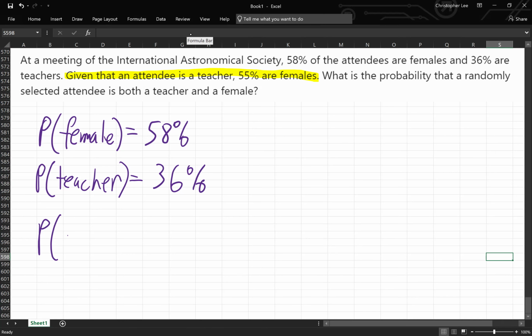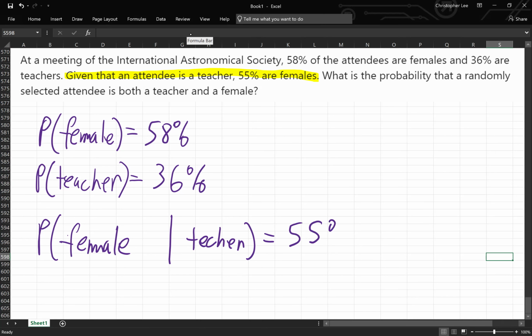Matter of fact, I'm gonna help y'all out. So you're saying it's female given teacher? All right. And that's it. So anything that comes after the word given is your denominator. All right, real quick. So you know what they're asking me for, right?